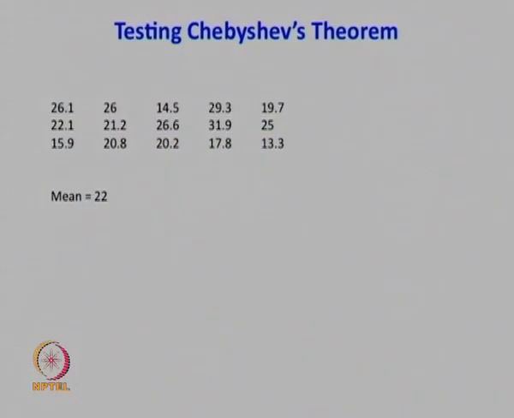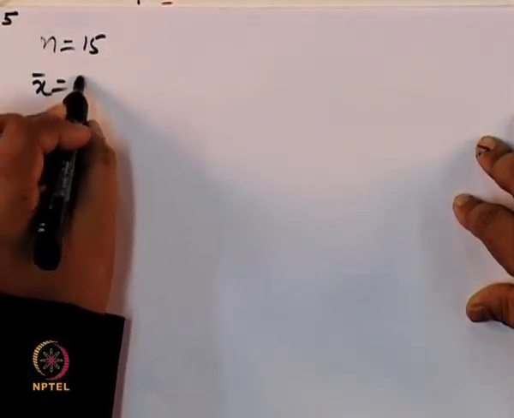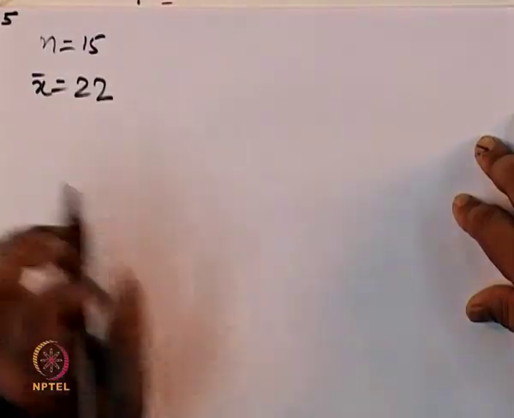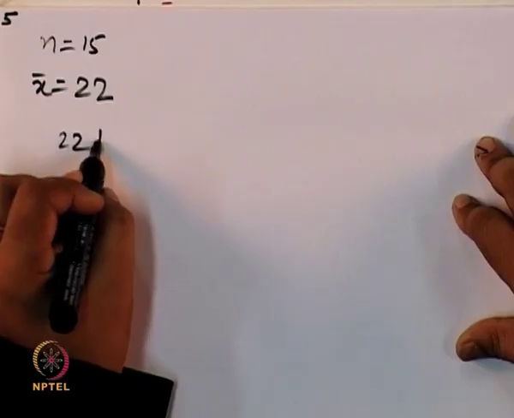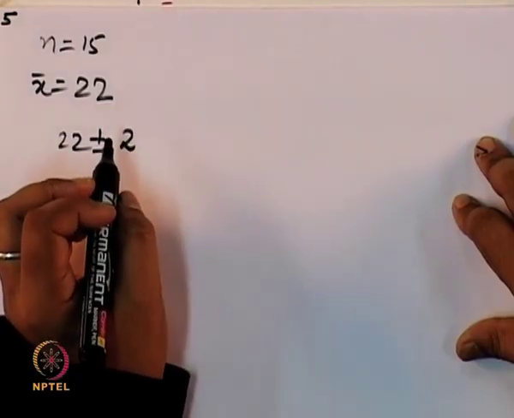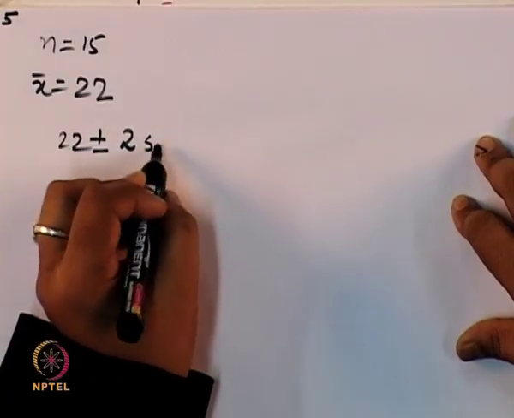Let us test this particular example as well. So, you have the following population and you can calculate the mean of this population to be roughly 22. The number of observations are 1, 2, 3, 4, 5. So, in this case n is equal to 15, and x bar is equal to 22. What Chebyshev's theorem predicts is between 22 plus or minus 2 times the standard deviation. Okay. So, we have not calculated the standard deviation.